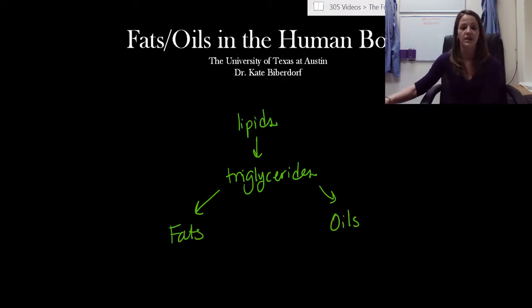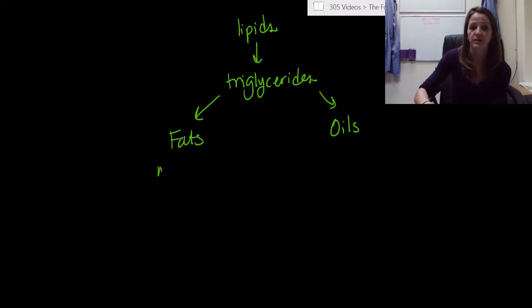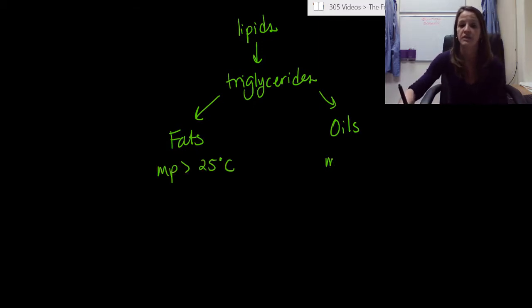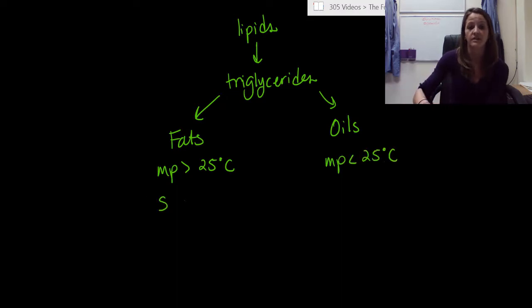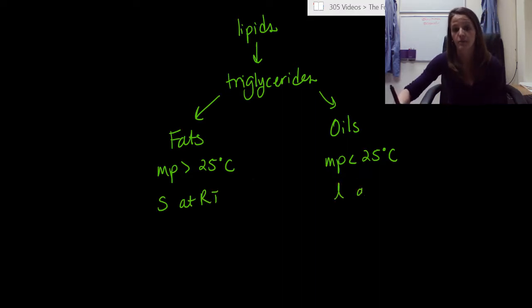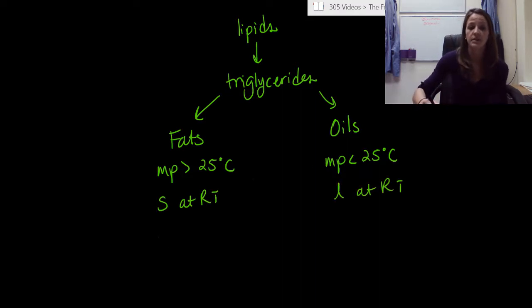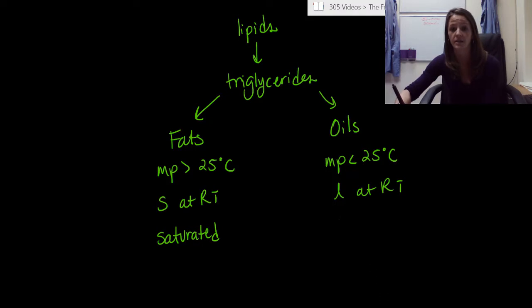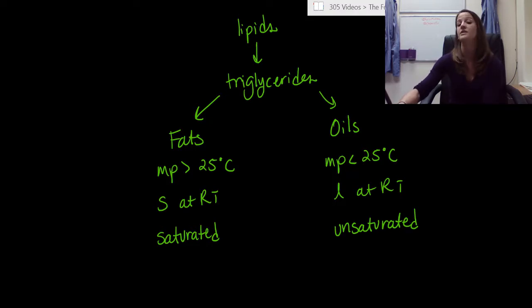From previous videos, we know that fats have melting points that are greater than 25 degrees Celsius, whereas oils have melting points that are less than 25 degrees Celsius. We also know that fats are solid at room temperature, whereas oils are liquid at room temperature. Previously, we've said that fats are usually saturated, meaning they have all carbon-carbon single bonds, whereas oils are usually unsaturated, meaning that they have at least one, if not more, carbon-carbon double bonds.